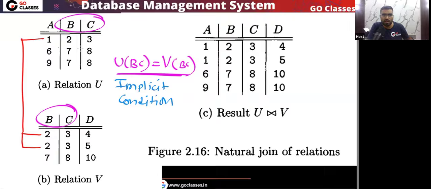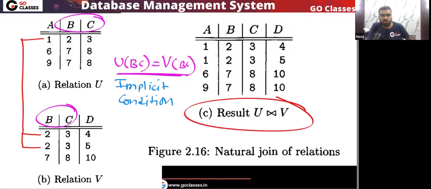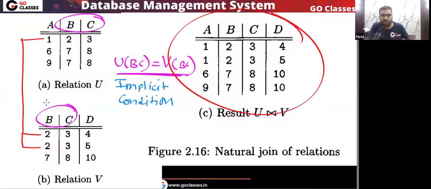So there will be 1, 2, 3, 4 and 1, 2, 3, 5. Okay, yes or no? You can see we do not write any redundant columns. So you can see A, B, C, D. We do not write BC two times. We don't do that. In the natural join, in the result, we don't have any redundant columns.